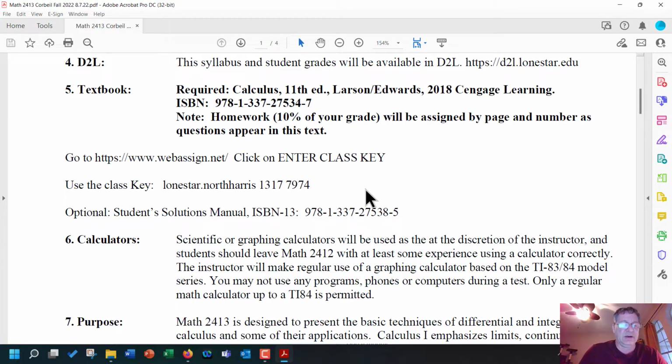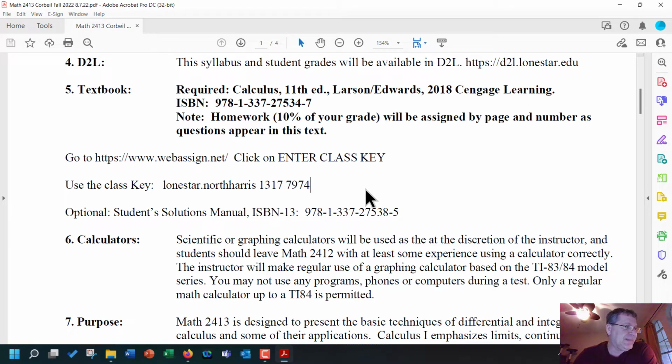But you may want to get a hard book. You can always get a hard book through Cengage, or you can always buy one directly through Amazon. Do not buy the class key through Amazon. That's not going to work. Again, you want to do that directly through WebAssign.